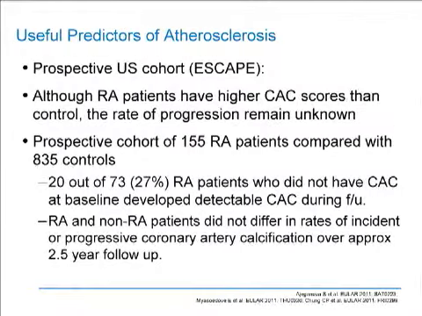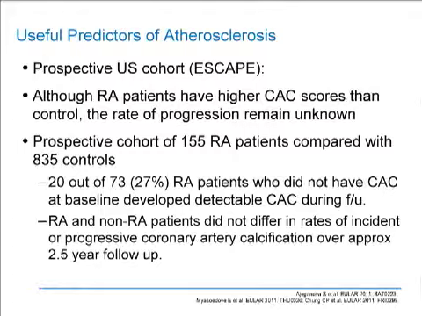Looking at the next slide, also continuing the theme of useful predictors, this study was looking at the ESCAPE cohort. This was a U.S. cohort looking at the evaluation of subclinical cardiovascular disease and predictors of events in RA patients. Although RA patients are known to have higher calcium scores than controls, the rate of this progression remains unknown, and that was the objective of this abstract.